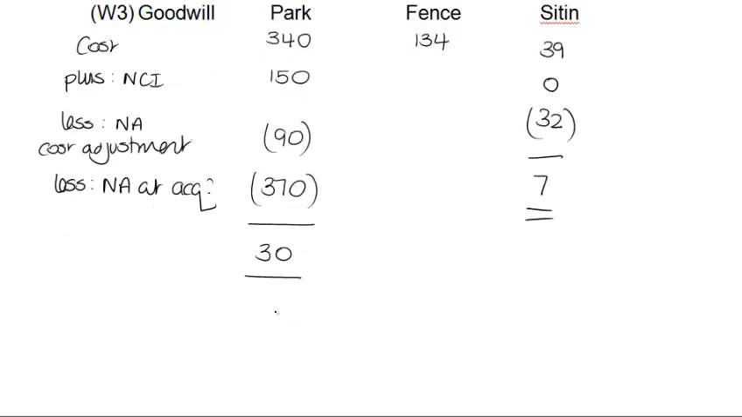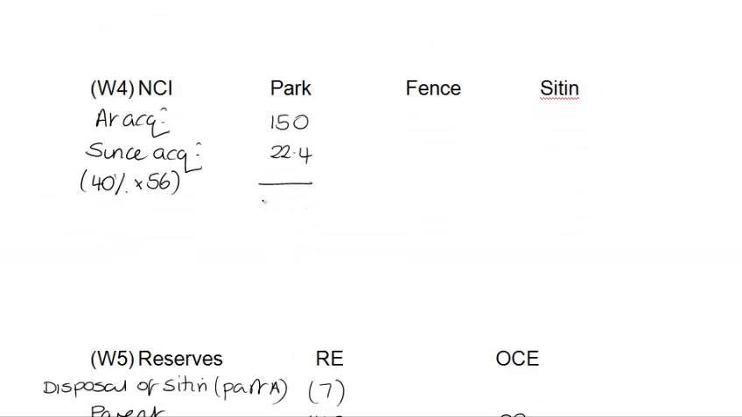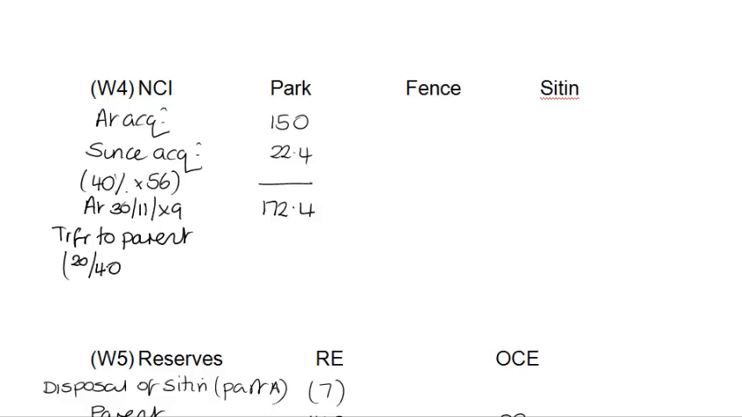Grange acquired a further 20% interest in the NCI, so what we can do is to say at the 30th of November X9, before the disposal, the NCI of Park was 172.4. That was for a 40% investment. Well, what happens at this date? They sell 20% of their shares to the parent. So transfer to the parent, it's going to be 20% of their 40%, so 20 40ths of 172.4 is 86.2, leaving us with an NCI total of 86.2.